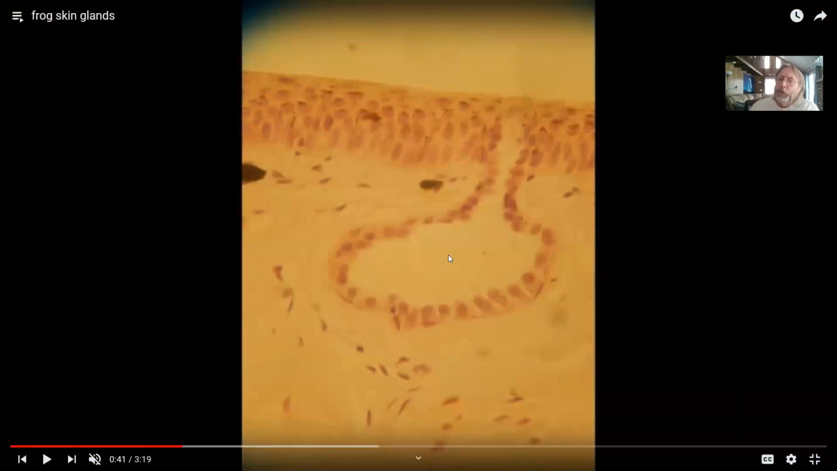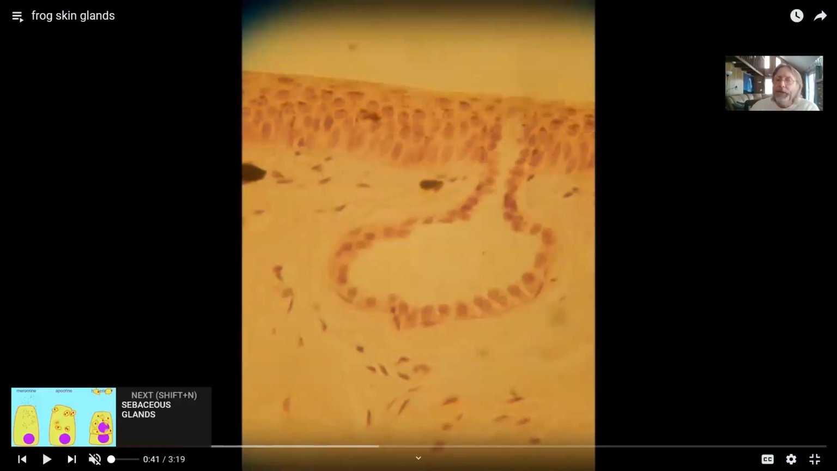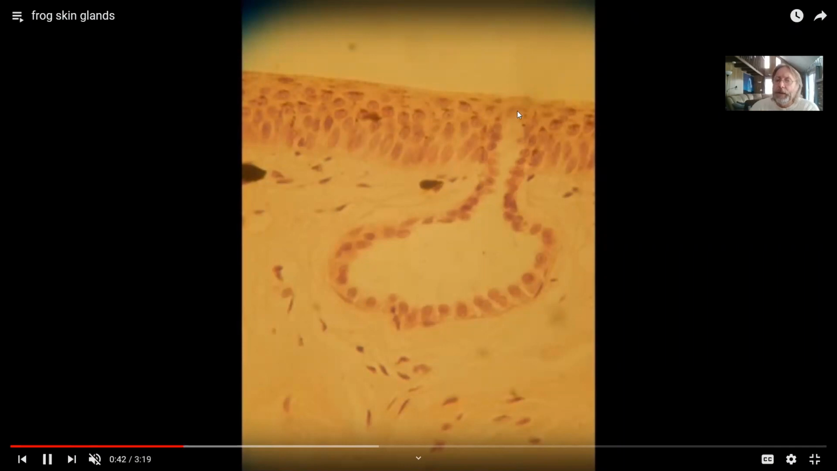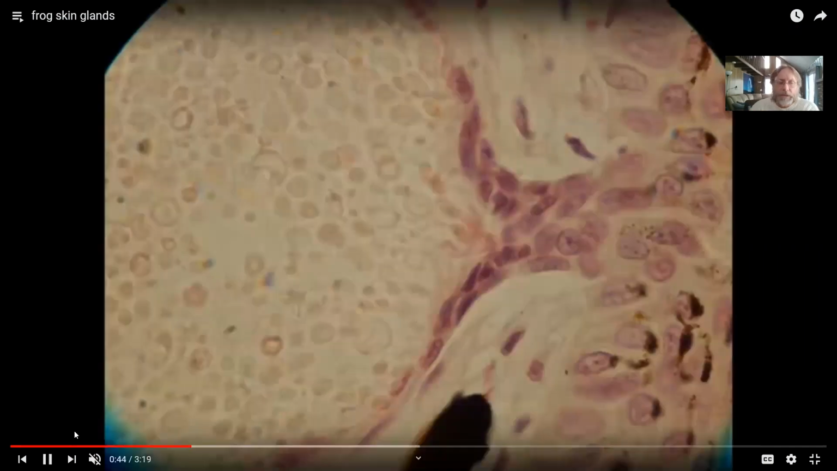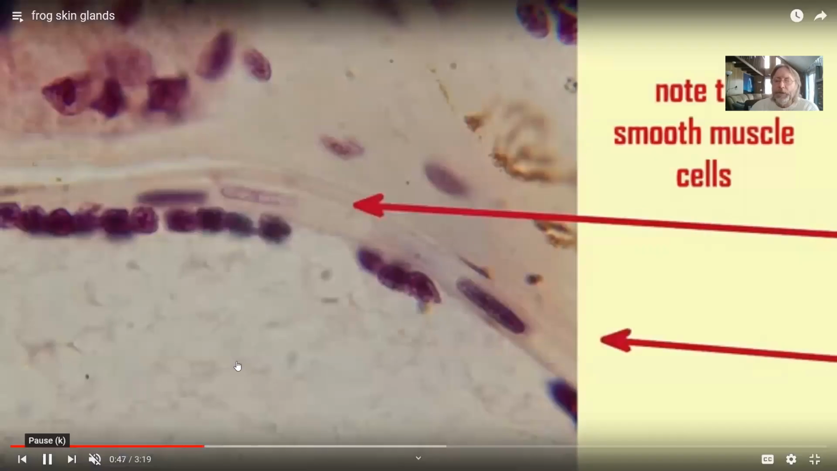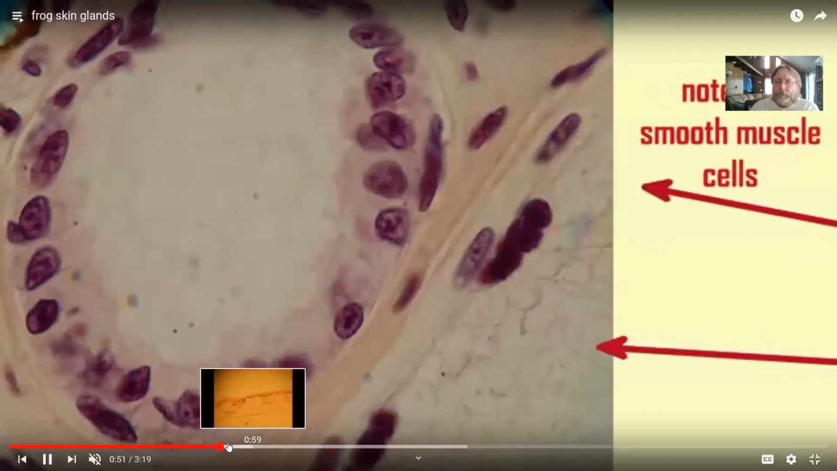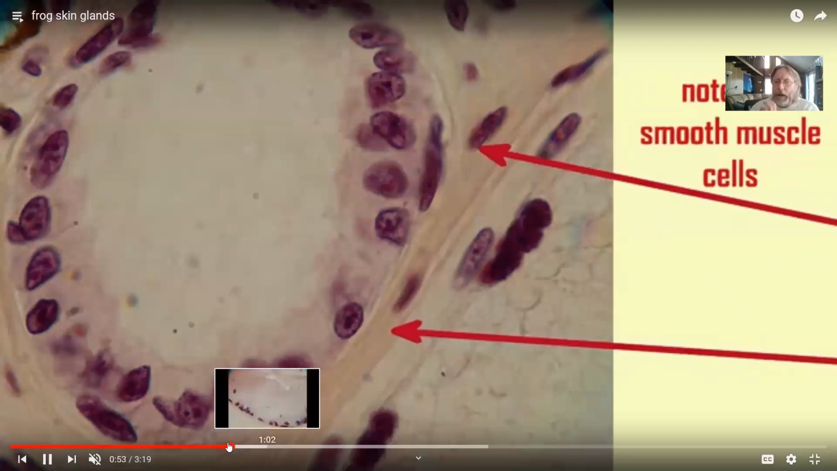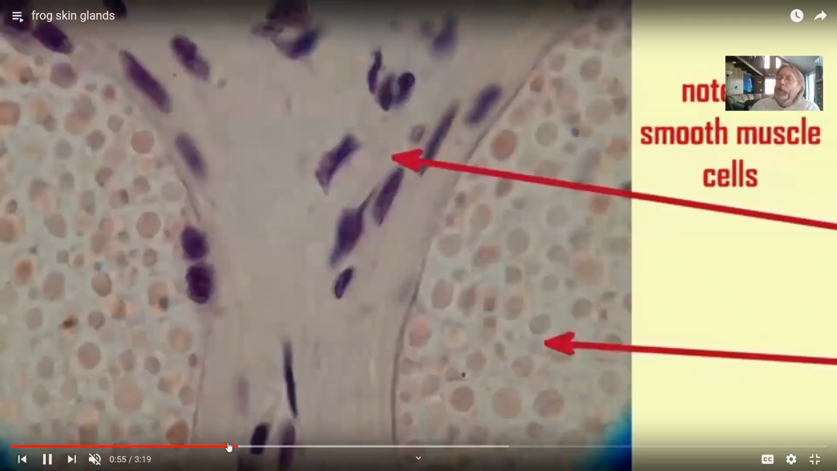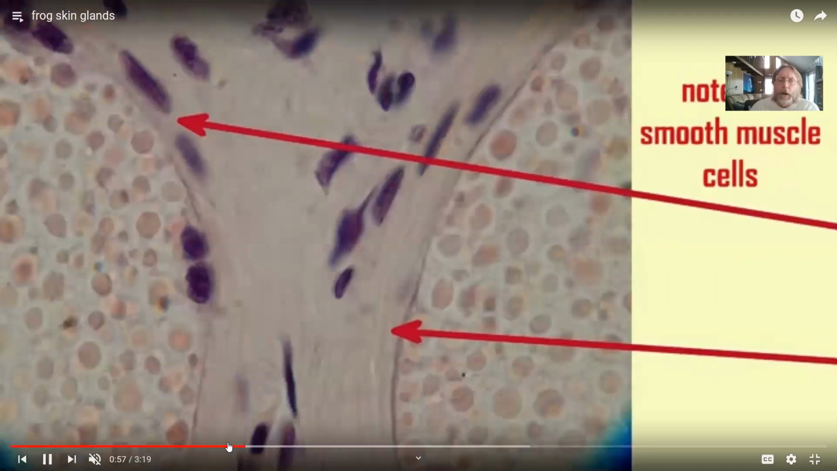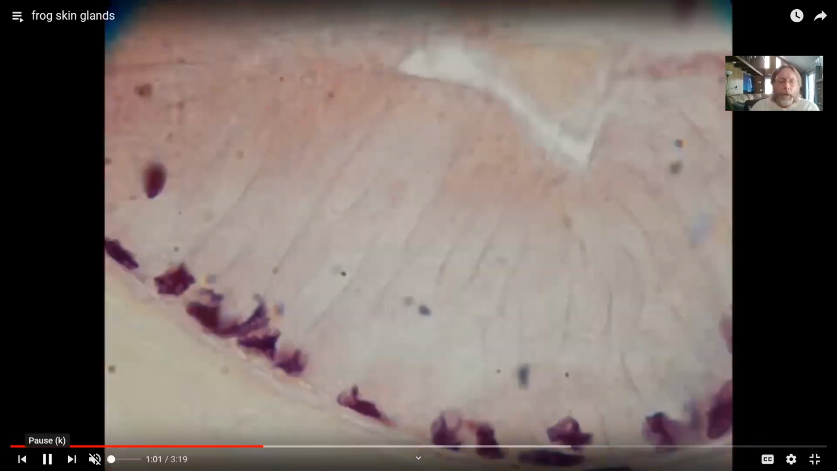All right, so these products are leaving the body, so they would be exocrine glands. And here you can see that there are tubes or ducts here. So here, note the smooth muscle cells that can surround a gland. The largest glands in the frog skin are what are called poison glands or granular glands.